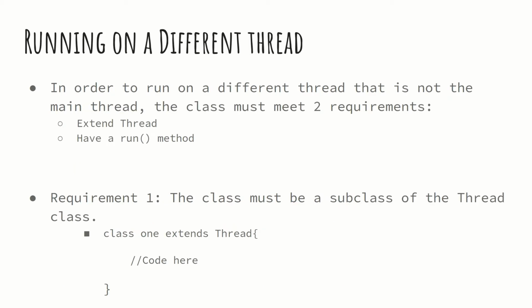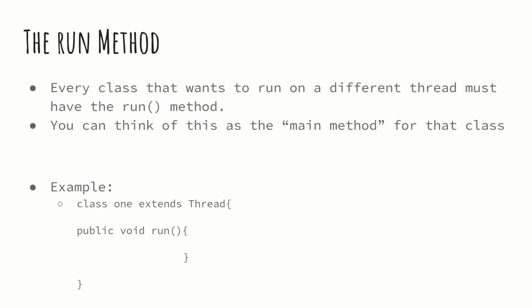So if we want to run on a different thread, we have 2 different requirements. We have to first extend Thread, and then we also have to have a run method. So our first requirement is that the class must be a subclass of the Thread class. So in this example here, we have class 1 extends Thread, and so with extensions, we're able to make class 1 a subclass of Thread.